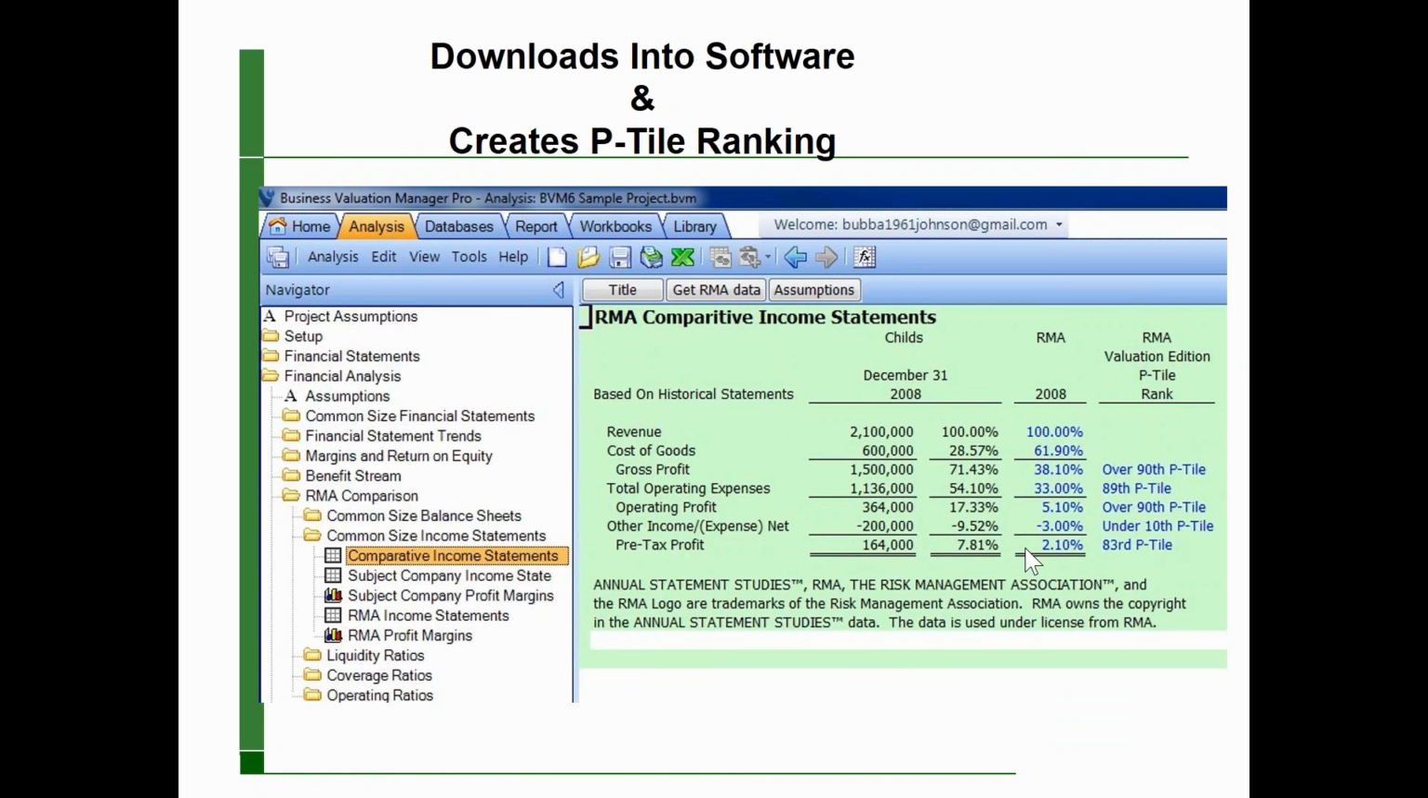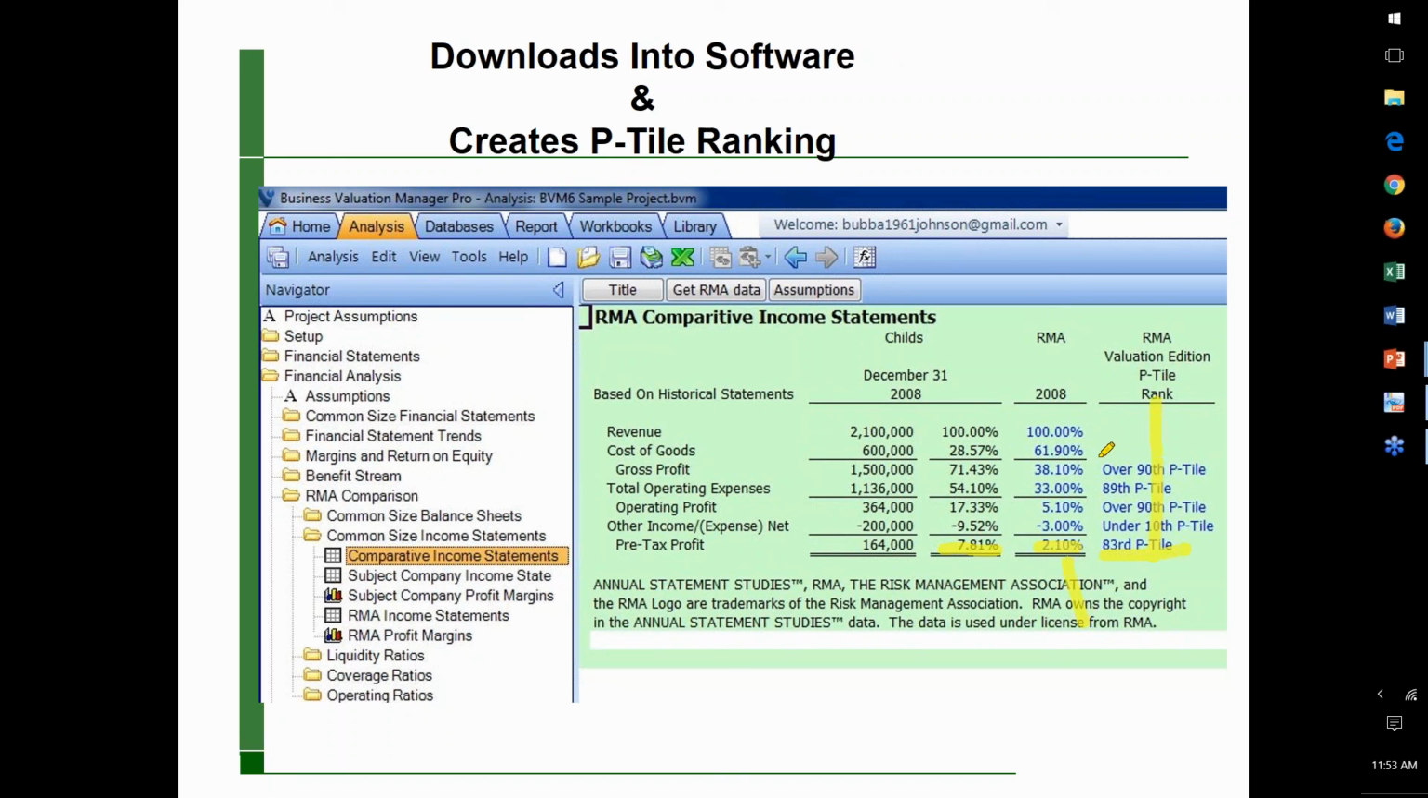And at the end of the day, I'm back to the whole credibility issue. How do you want to present empirical information inside of your reports? The subject company was 7.81%, RMA was at 2%, so I'm very high above the average, therefore I deserve a stronger piece. Or do I want to say I was in the 83rd percentile, which means 83% of the companies I compared myself against had a worse profit margin or a worse pre-tax profit than I did. And that means that only 17% had a better pre-tax margin than I did. Therefore, I should command a higher price, and you can take a look at that.